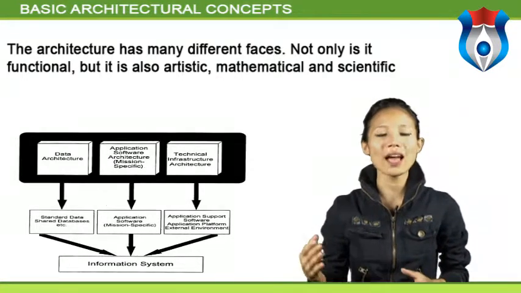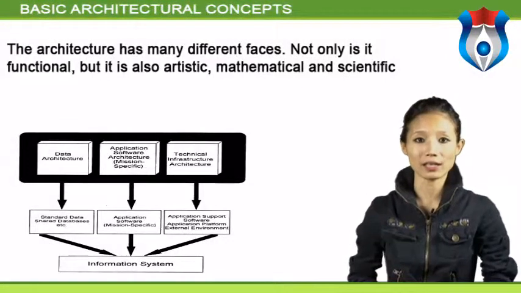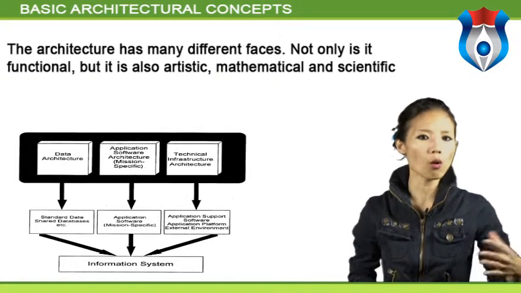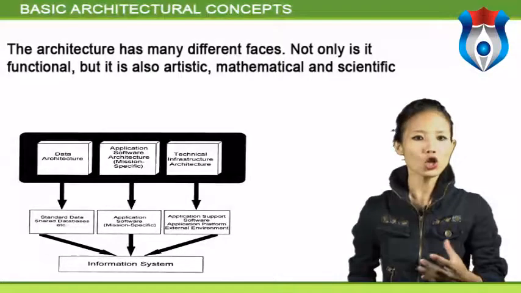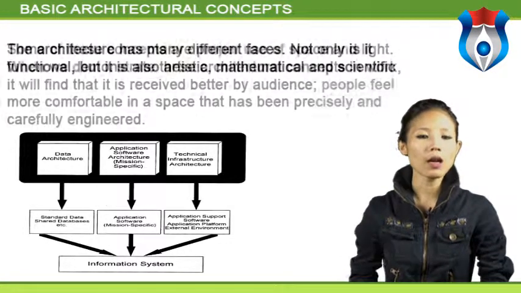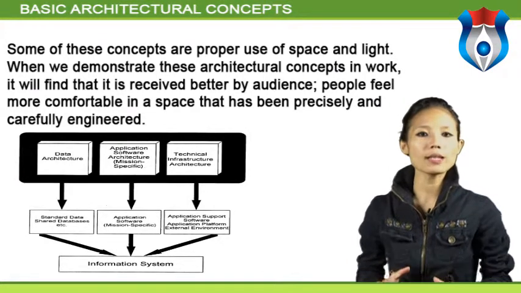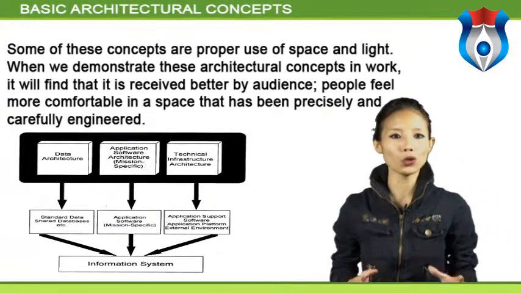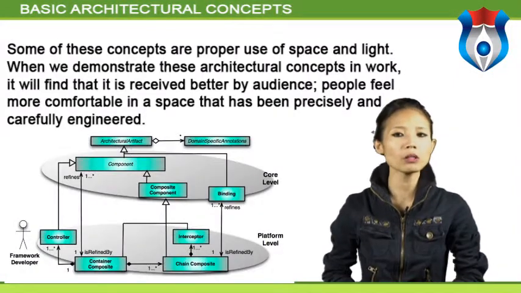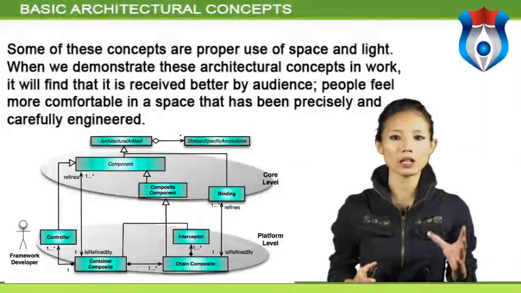The architecture has many different phases. Not only is it functional, but it is also artistic, mathematical and scientific. If you are studying architecture or are already an accomplished architect, you are surely familiar with some of the most basic and important architectural concepts. Some of these concepts are proper use of space and light. When we demonstrate these architectural concepts in our work, we will find that it is received better by the audience. People feel more comfortable in a space that has been precisely and carefully engineered.